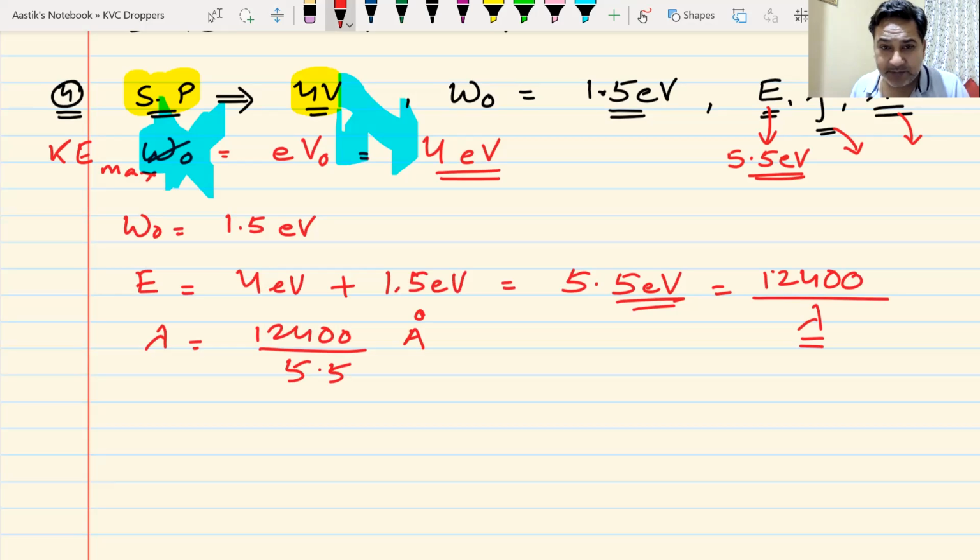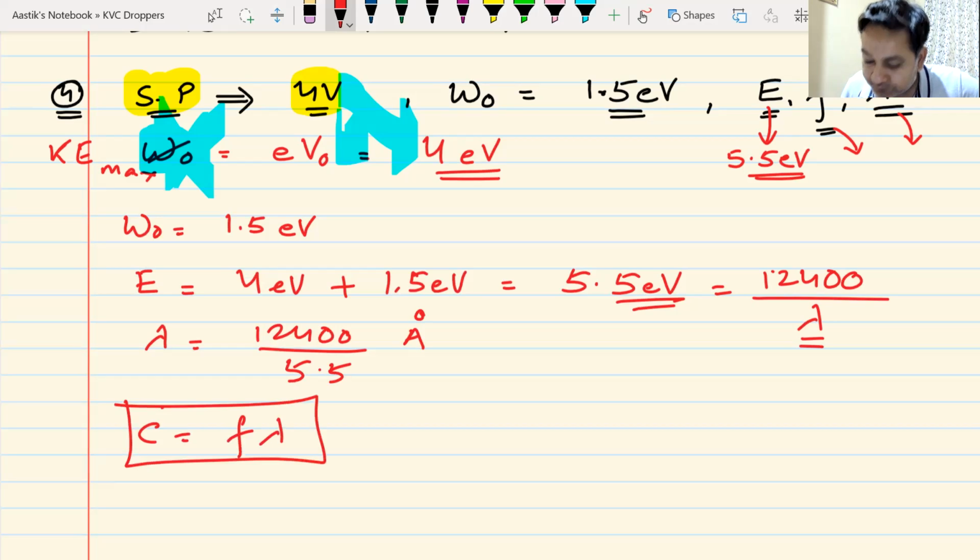You get the value of lambda. You know the relation between lambda, c, and f. From there, you can calculate: c is equal to f lambda. Do we know this equation? Yes or no? From here, you can calculate the frequency, or you can calculate it in a different way. This is how questions are framed and this is how you have to answer them. Do we understand this? Yes or no? Yes, sir.